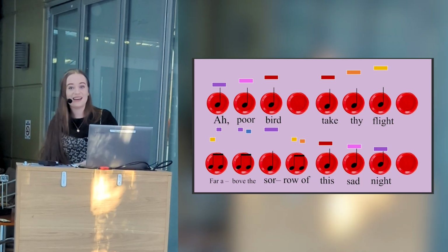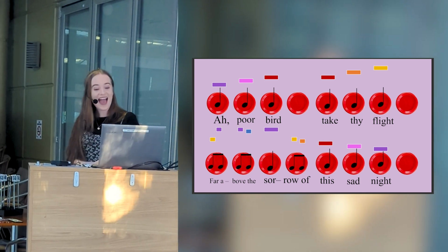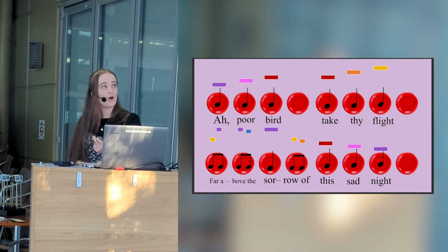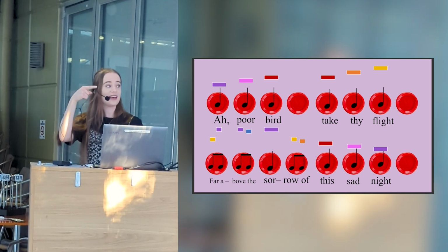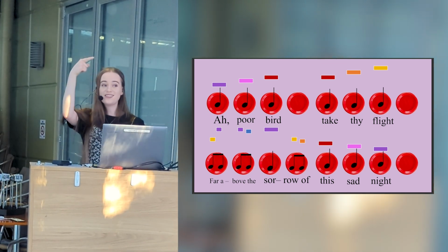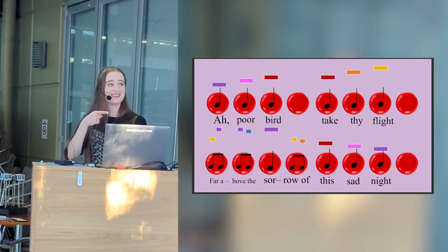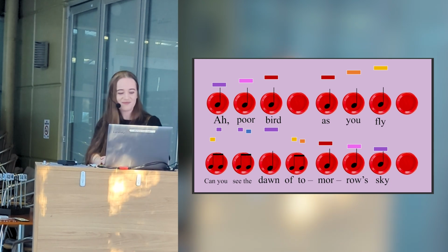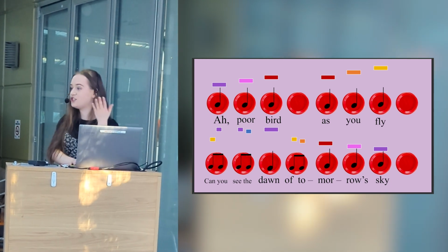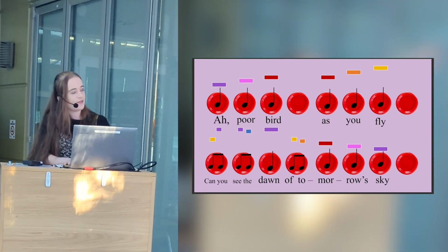Here we go. Here's our starting note. 2, 3, and poor bird, take thy flight far above the sorrow of this sad night. Oh, beautiful. Now, we're going to keep everything the same. We're just going to change the lyrics. We're going to learn the second half of this song.